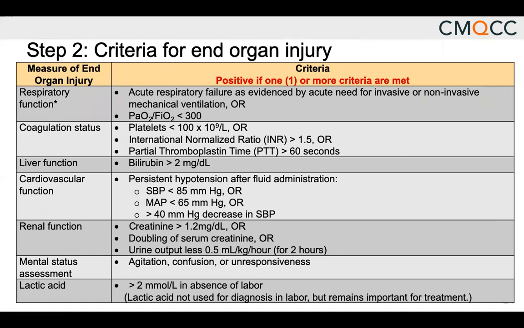These are the criteria for which any of these measures of end organ injury would turn positive. A PaO2/FiO2 of under 300. This implies the need for a blood gas. This is certainly a blood gas that's required. If the pulse oximetry is under 94, you should move toward a blood gas. Coagulation status, platelets under 100, etc. Bilirubin over 2, blood pressure evaluation is noted, and a creatinine over 1.2. Again, these are adjusted for the normal ranges in pregnancy. We'll talk about lactic acid in more detail, but we're looking for a value over 2 in the absence of labor. Labor has its own issues with lactic acid. Next slide.